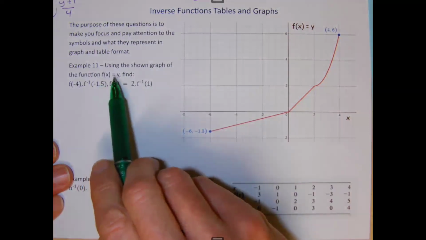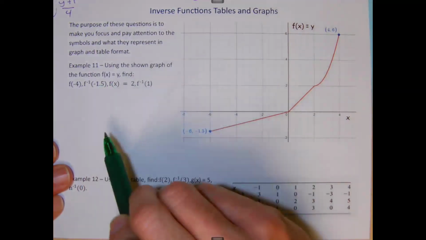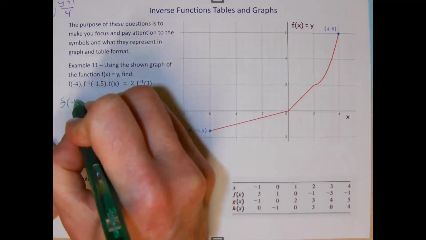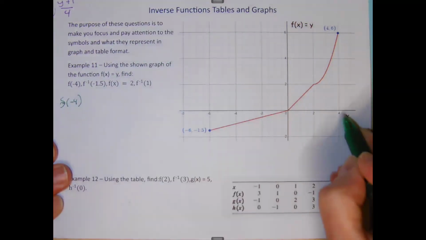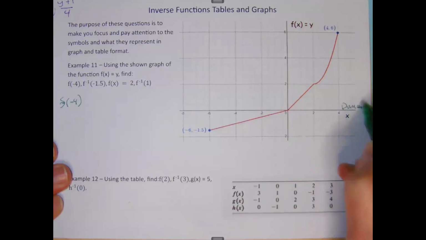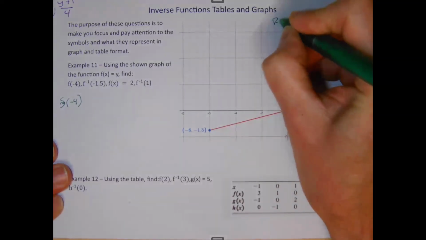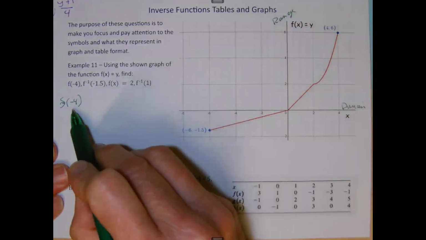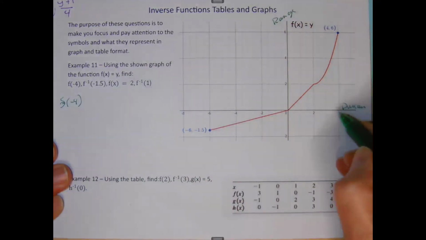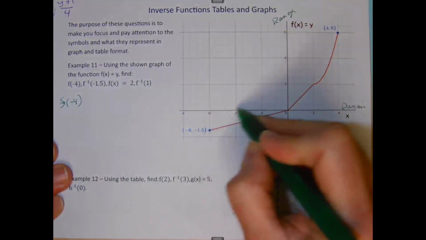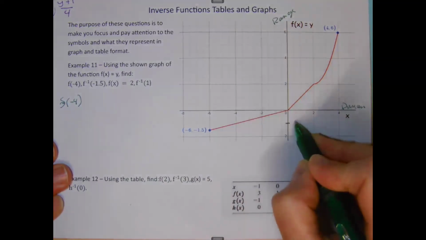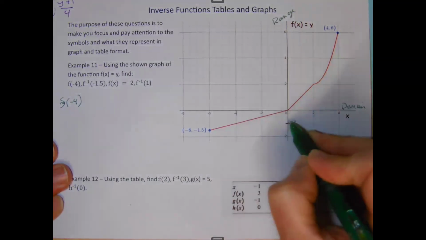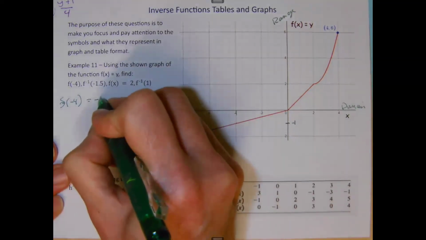the function f of x equals y. Find the following. Okay, f of -4. So this is my domain right here, and on the horizontal axis, this is my range. And it looks like I want to evaluate the function f. So I'm looking over here, f of -4. Let's see. It's like -1 right here. Yep, let's verify. f of -4 is -1.